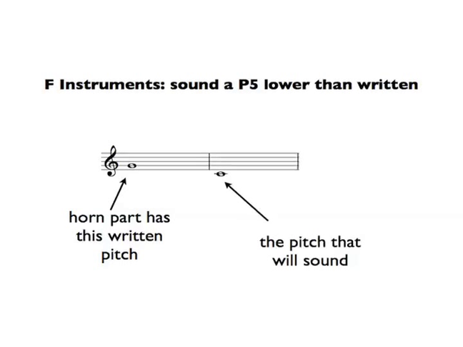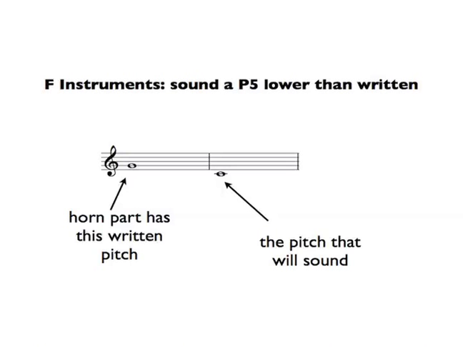Well, it's a C. Why? Because we started with the written pitch, which is higher than the sounding pitch. Remember, sounds lower than written. Say it again. Sounds lower than written. And so a C is a perfect fifth lower than a G.